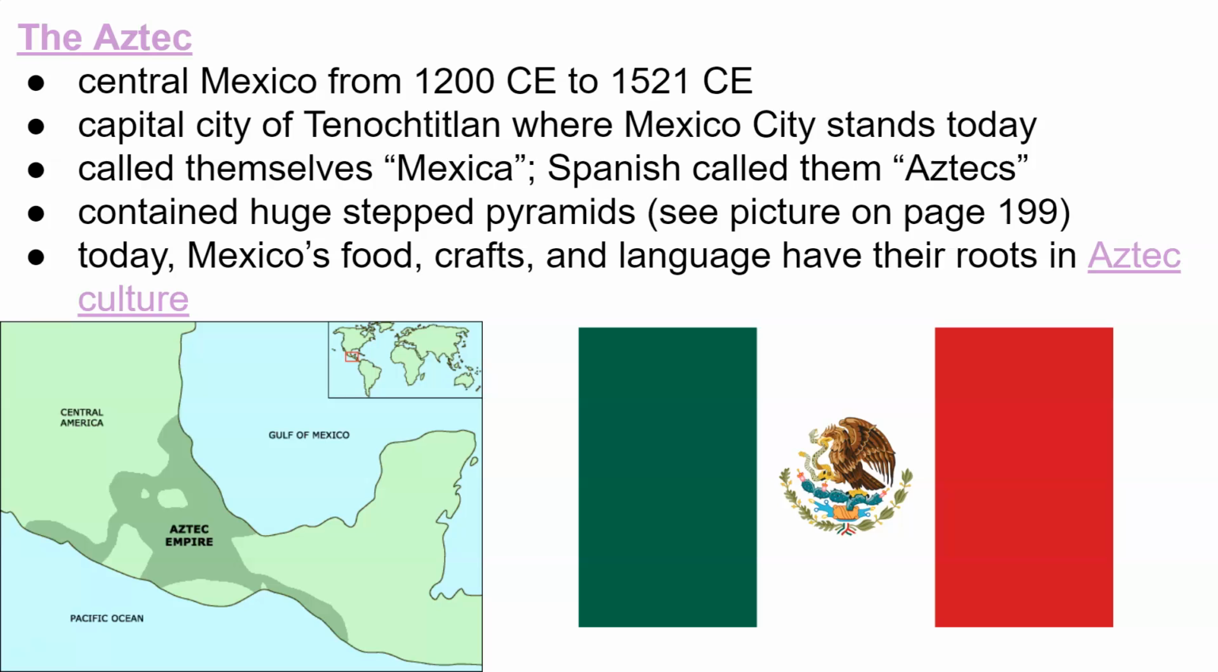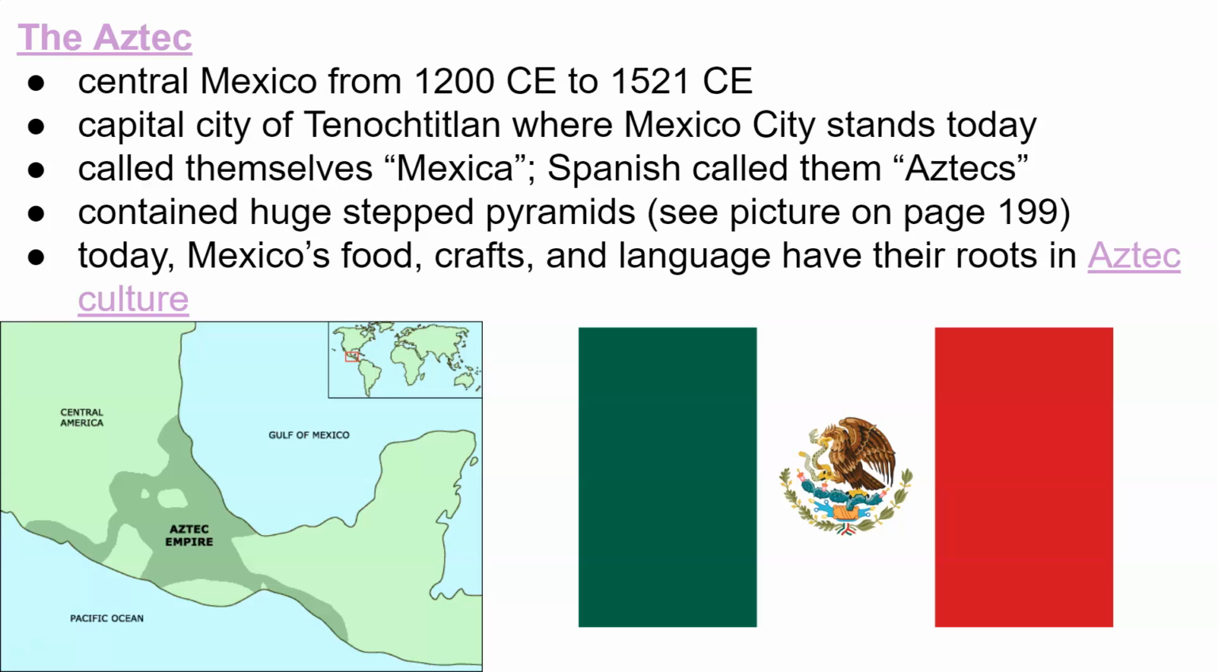Next group I want to talk about are the Aztecs. So certainly when it comes to modern Mexico, this is the group that probably, along with Spanish, have had the most influence on modern Mexican culture. So they existed in central Mexico from about 1200 CE to about 1521 CE, and they established a fairly large empire. Their capital city is known as Tenochtitlan, and this is where Mexico City currently stands today.